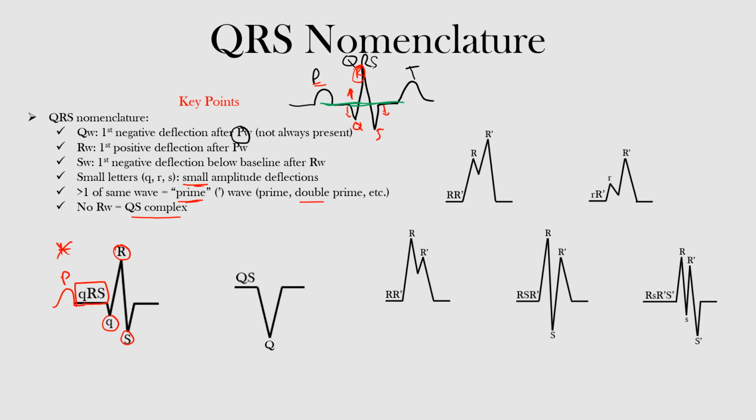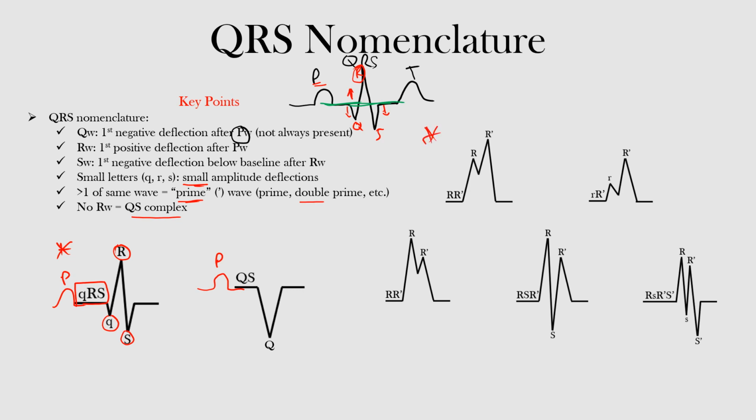Next we have a complex that does not have an R wave. So if you imagine, again, we put in a P wave here, we have no positive deflection after it. Instead, it goes straight down, like a Q wave. But we said if there's no R wave present, we call that a QS complex. So this is a QS complex, and this is a Q wave that we see there, so named as a QS complex.